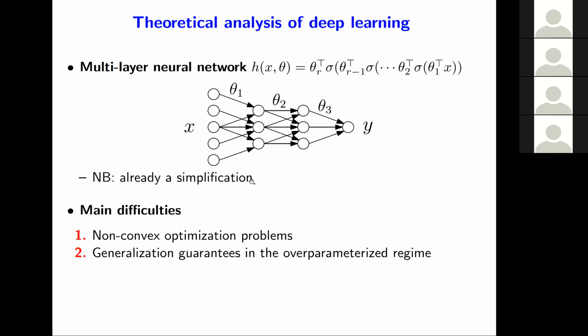And typically in statistics, when the number of parameters exceeds the number of observations, you have to be careful about generalization. And this will be the second part of the talk: how you ensure guarantees in a setup where you have lots of neurons.